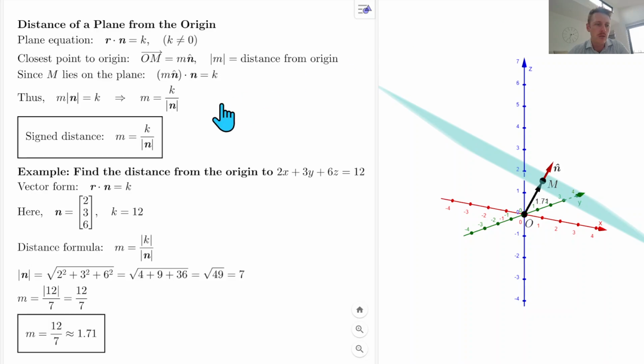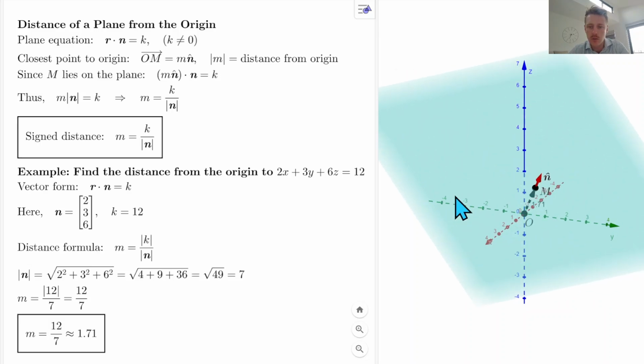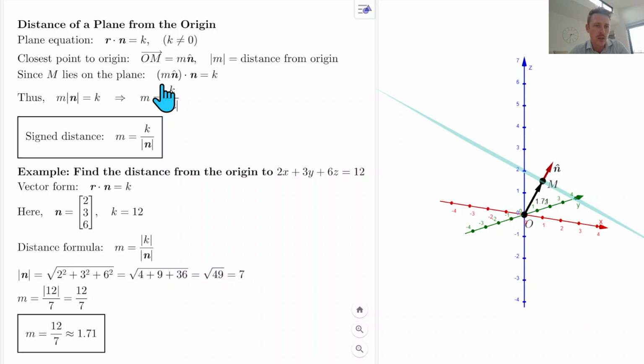Okay, so the next thing we're going to look at is the distance of a plane from the origin. So let's begin with some plane equation. You can see in this diagram here, we've got this blue plane, and that, if we were to imagine, is the plane defined as some position vector r dotted with n, which is a vector perpendicular to the plane, and that equals k, and k is not equal to 0.